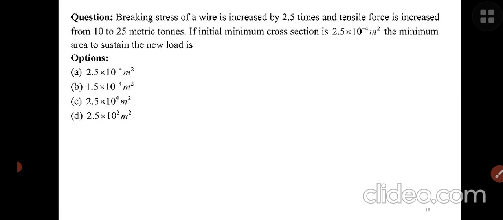Let's see the answer for this question. Give me a second, I will come back to this. Yes, there is a formula. I will solve here.